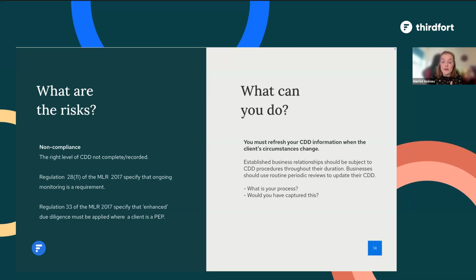So, what can you do in this case? Well, you can think about how you're going to identify triggers. And triggers are certain things that happen in a client relationship that would require you to conduct ongoing monitoring. They can be lots of different things. So, changes to PEP status, maybe sanctions, maybe it could be regulatory warnings. It could be somebody moving address and property and those kind of things as well. And so, thinking about how do you monitor for these triggers?